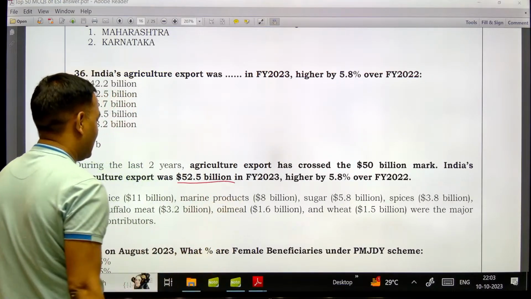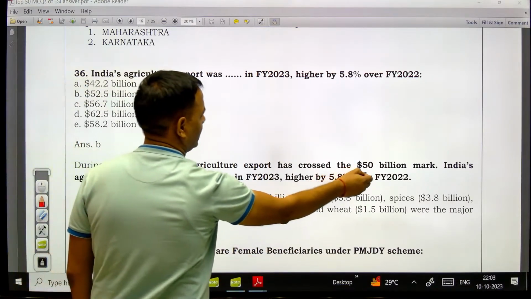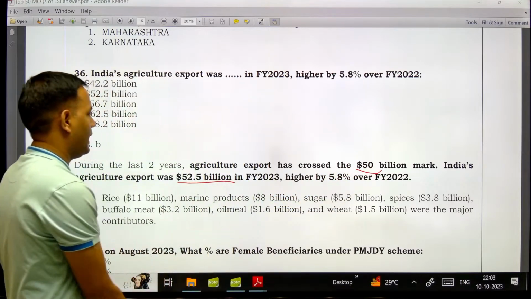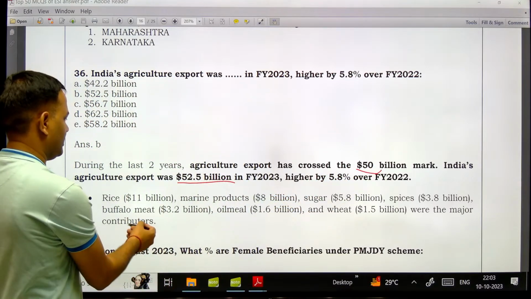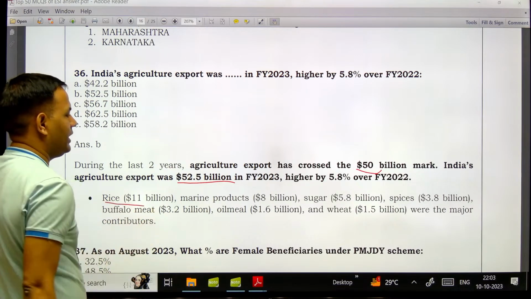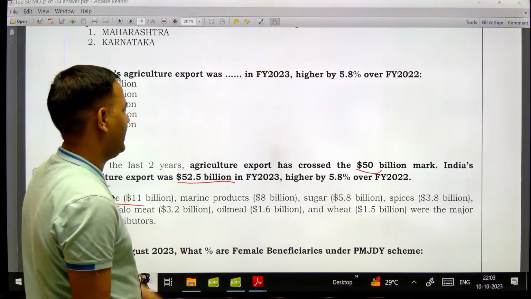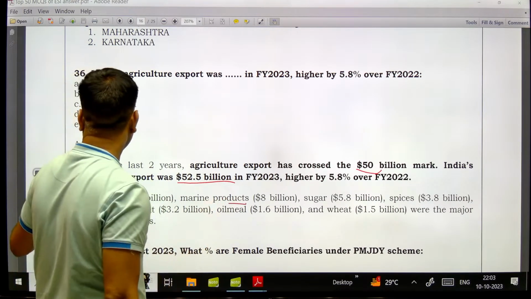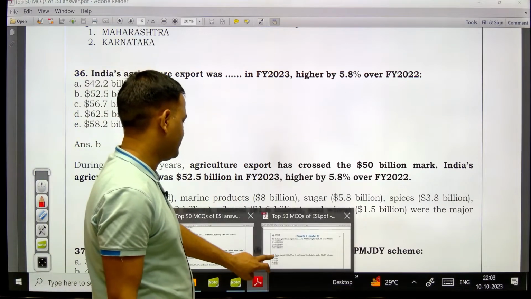52.5 billion. Last year it was approximately 50 billion, and the highest was rice at 11 billion, marine products 8 billion. We have already discussed this.